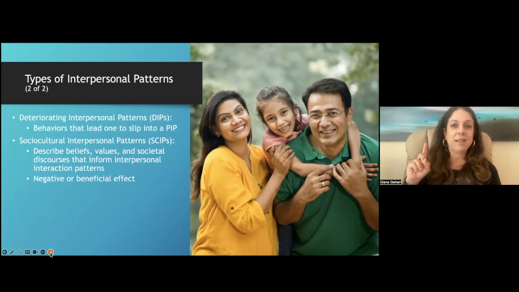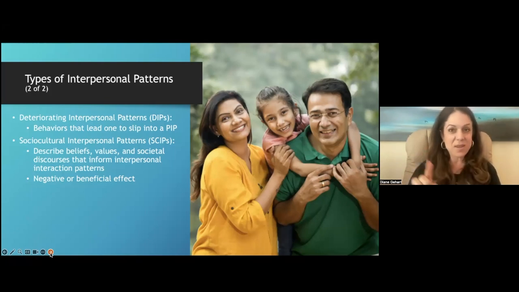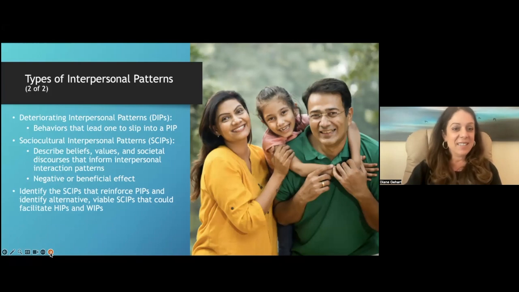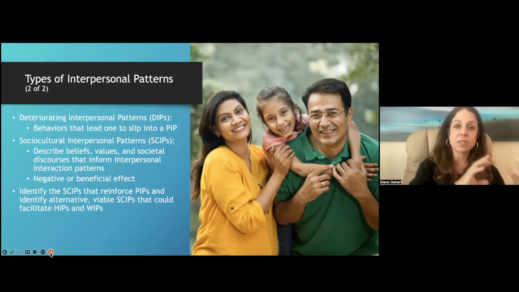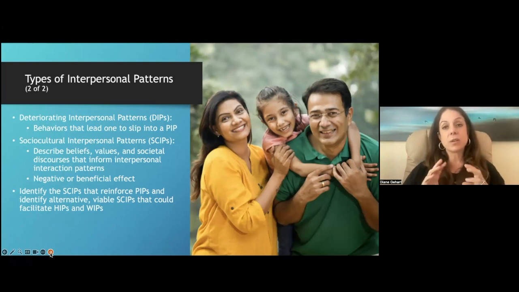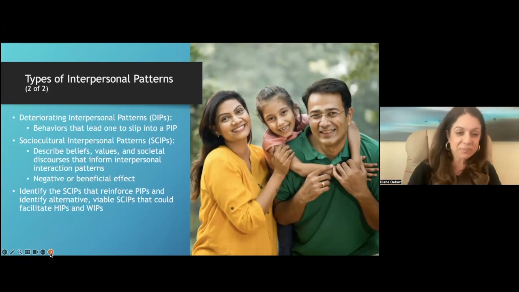PIPs, WIPs, HIPs, SKIPs, TIPs. You're with me? Okay, good. So you're looking for the SKIPs, both the social and cultural discourses that might support the problem, the PIPs, and you're going to look for SKIPs that support the wellness interaction patterns, or the WIPs. I know, a lot of acronyms that end with IP, kind of makes it fun.